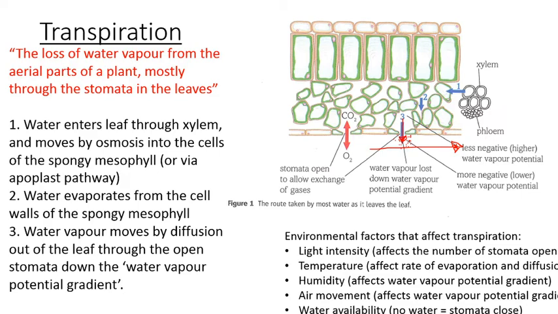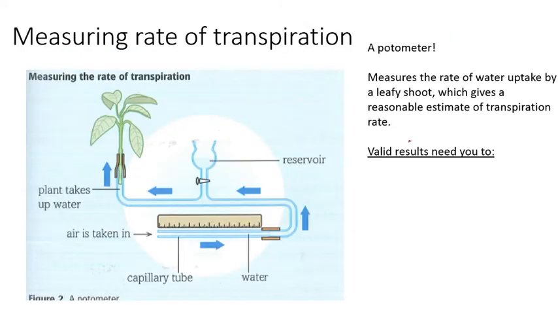Good. The big practical that we do when you get back is actually measuring rates of transpiration using a potometer. We are going to be able to make our own little potometers, which are quite cool, but also we'll get Jill to make the big fancy ones. A potometer's job is to measure the rate that water is taken up by a leaf. And that gives us a reasonable estimate of transpiration. Because if water is taken into a leaf, that implies that water has been lost from a leaf.